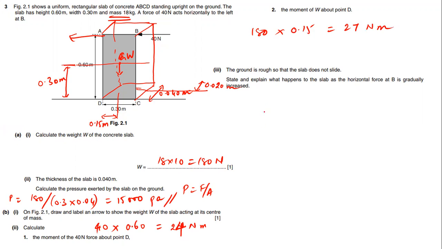The ground is so rough that the slab does not slide. State and explain what happens to the slab as the horizontal force at B is gradually increased. This is the ground and now I have applied a force here. It is not going to slide, it's very rough. Now when I increase this force from 40 Newton to 50, 60, 70, 80, and so on, what can happen to the slab? Will it slide?